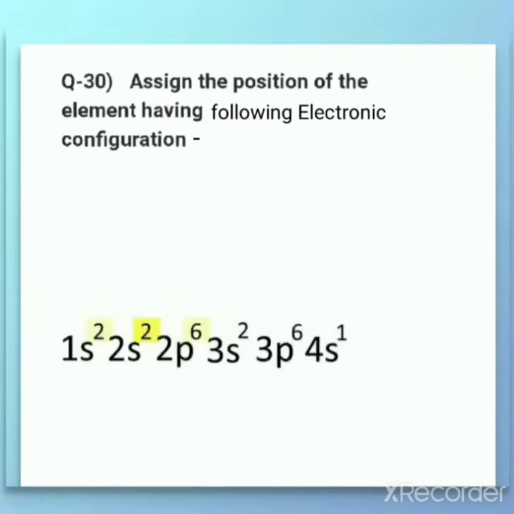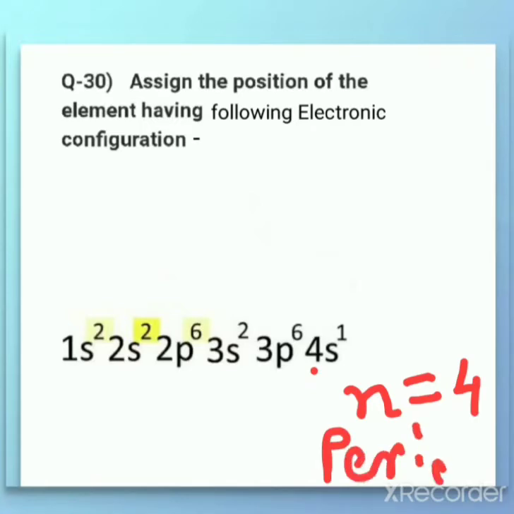Next, an electronic configuration is given here. From this electronic configuration, we can find out the position of this element in the periodic table. So when you compare the electronic configuration, which is the highest value of principal quantum number here? That is 4. That is, the outermost shell is 4 here. So we can say that this element belongs to which period? That is the 4th period.